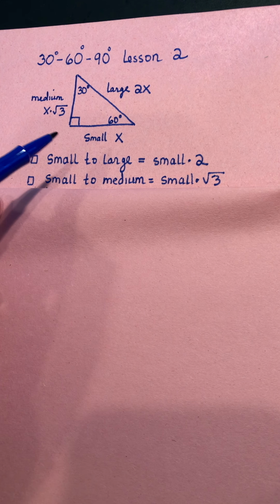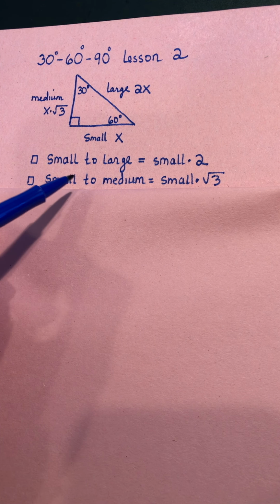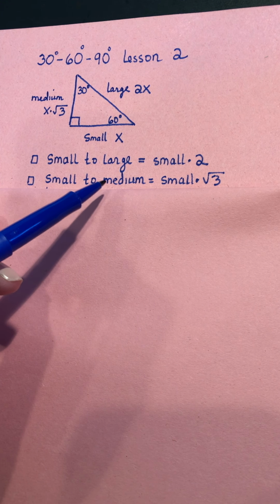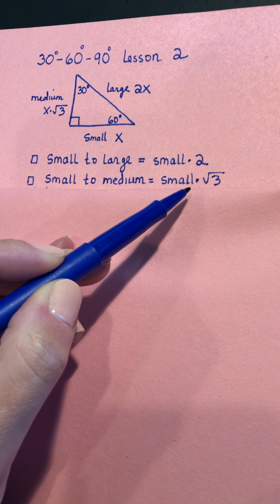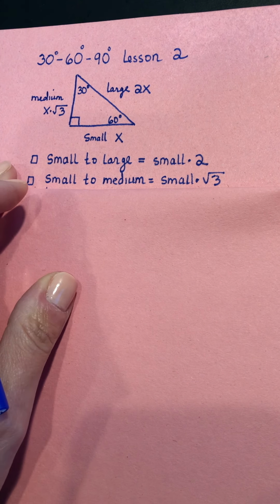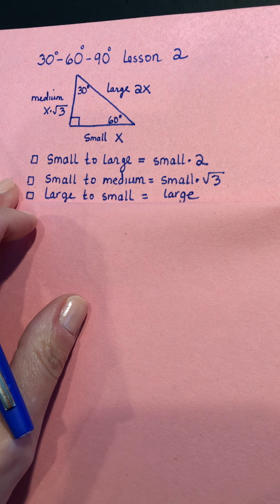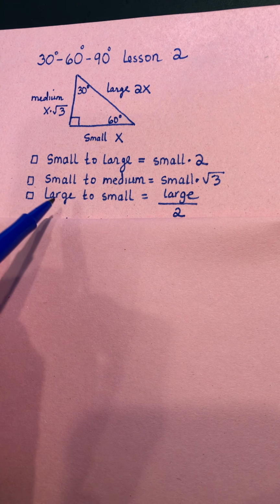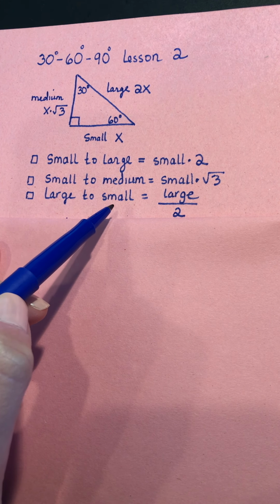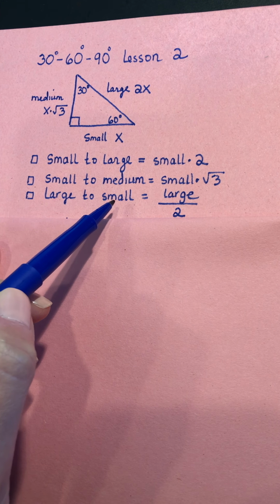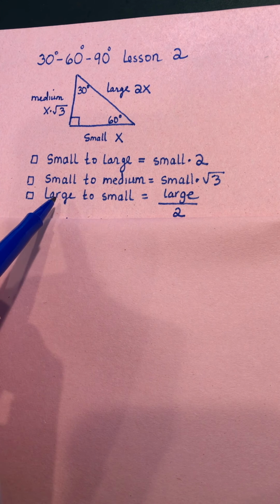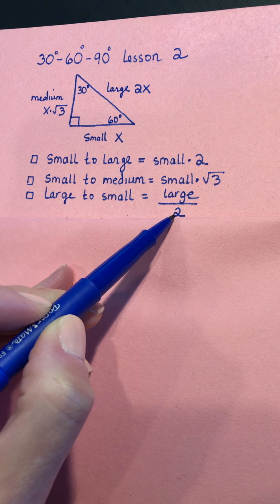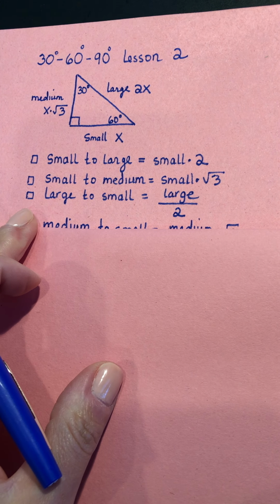And the next thing we want to understand is if we need to go from our small side to our medium side, again, we're getting bigger in size, so we're going to multiply. We're going to take our small side times the square root of 3. Now, what if we started with a large side? Well, if we want to go from a large side down to a small side, if we want the numbers to get smaller, that indicates division. So to go from large to small, we're going to take our large side and divide by 2.